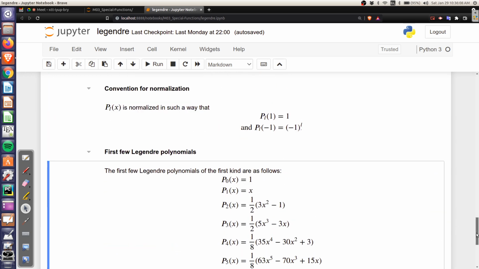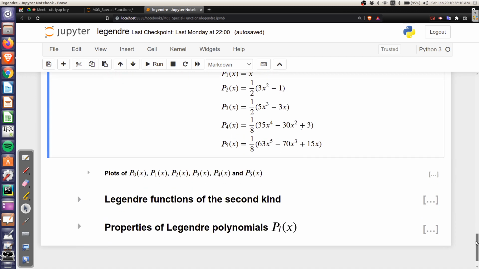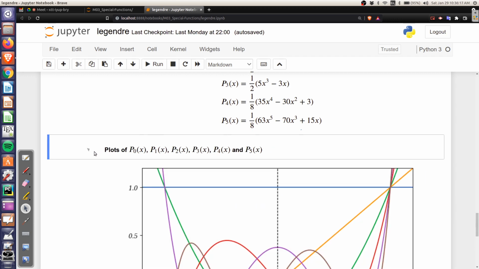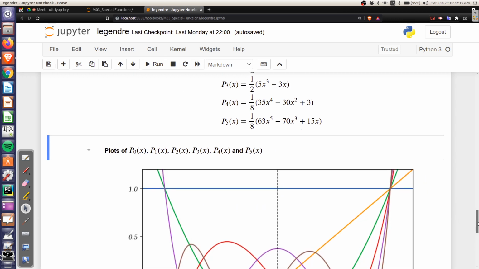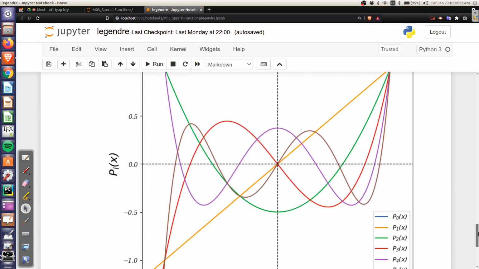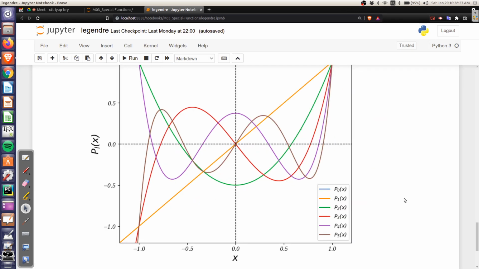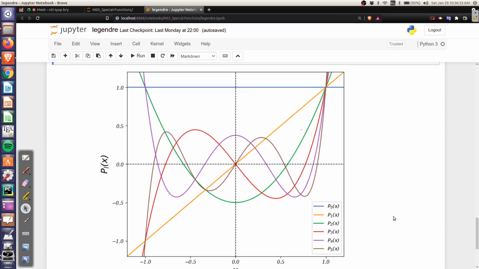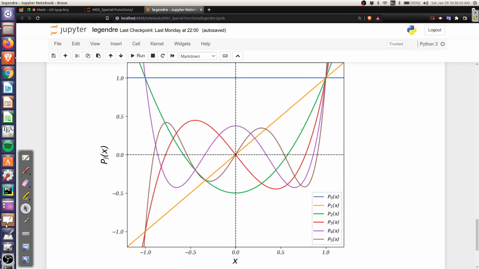So these first 6 Legendre polynomials, I have also plotted them here. So let me show you the plot. Yeah, so this is the plot of the first few Legendre polynomials. Let me take this to the slide. Then you will see that the normalization convention that I have mentioned is being satisfied.